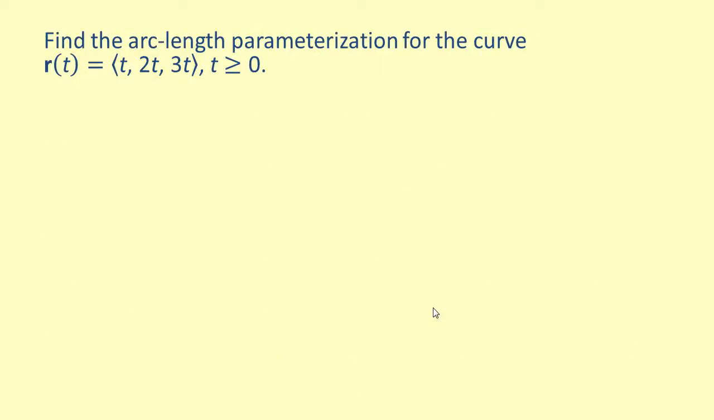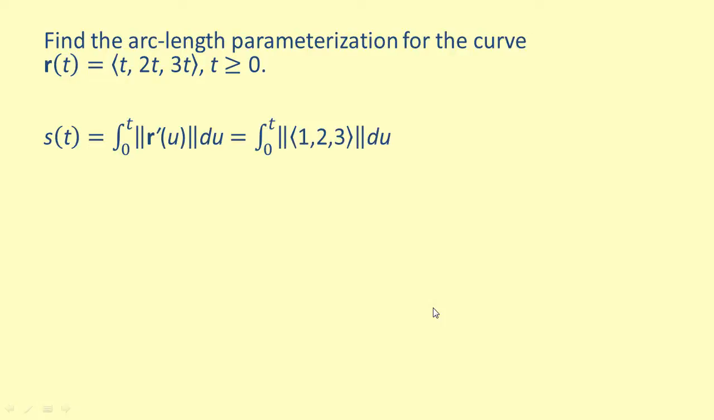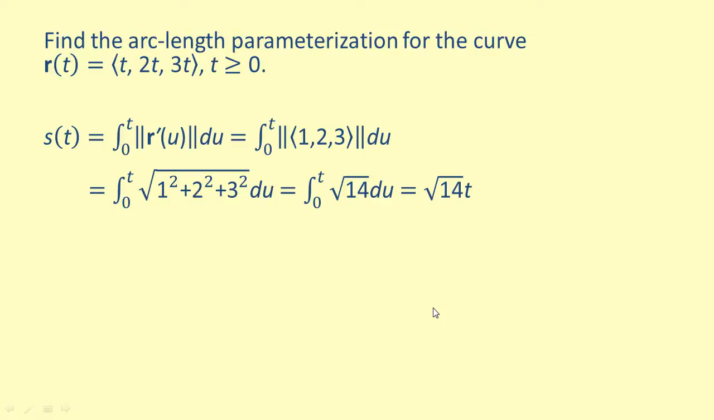You are asked to find the arc length parameterization for a curve for t greater than or equal to 0. The first step is to find the arc length function s of t. This will give us the relationship between s and t that we need. We find the definite integral from 0 to t of the magnitude of the derivative of the given curve. We obtain the result that s of t is equal to the square root of 14 times t. This is the relationship we were after.